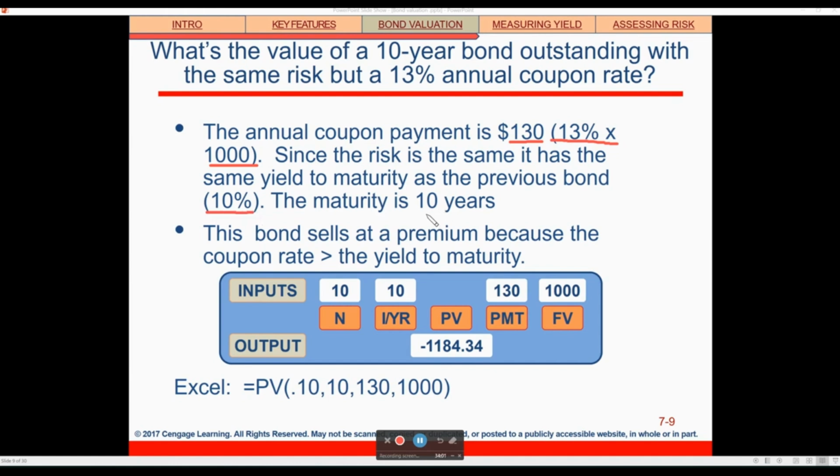The maturity of the bond is 10 years. So the question will be, what is the present value of the bond? To compute the present value of the bond, you're going to put the number of periods, or the years to maturity, here 10 years. The interest, 10%. The payment, or coupon interest payment, 130. And the face value or future value would be 1,000. And then you compute for your present value. If you're using your calculator, that will give you 1,184.34.